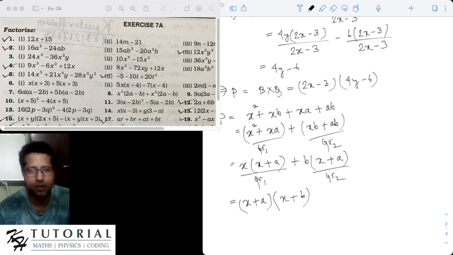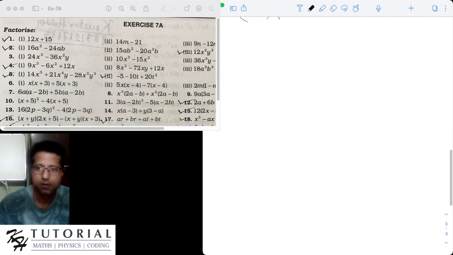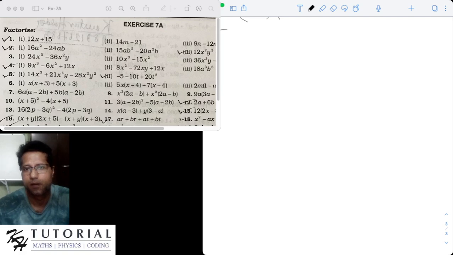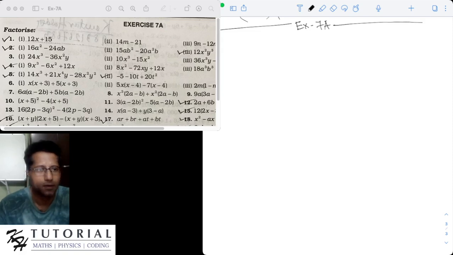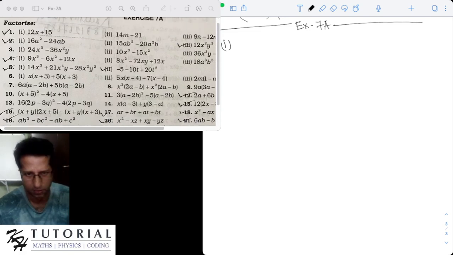Okay, I hope you can see the problems of exercise 7a on the left hand side. Let's start solving the problems of exercise 7a. So this is from the textbook of author RS Aggarwal. Okay. Problem number 1, we have to factorize. How many questions are there? There are 28 questions. Okay.